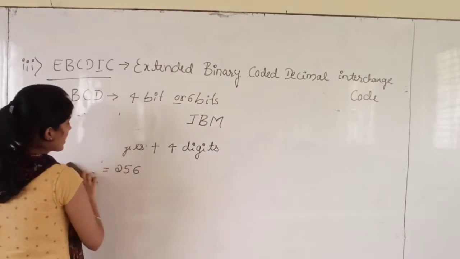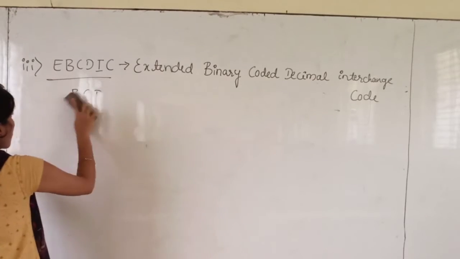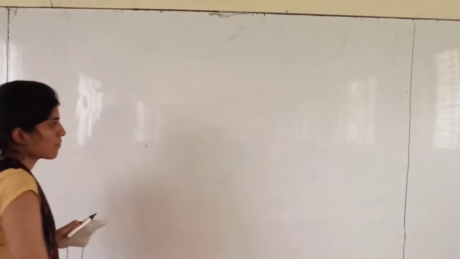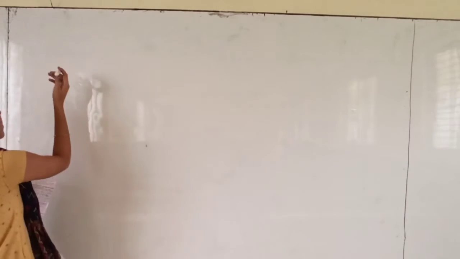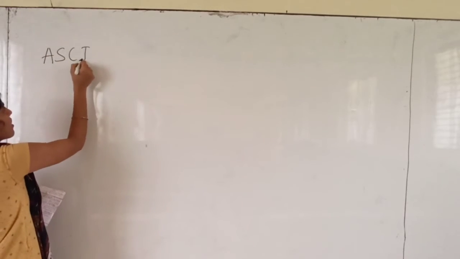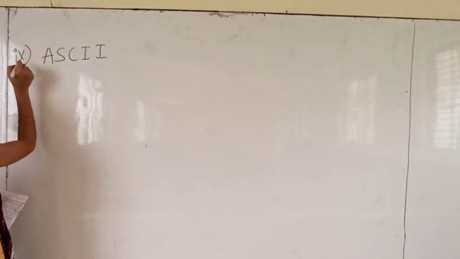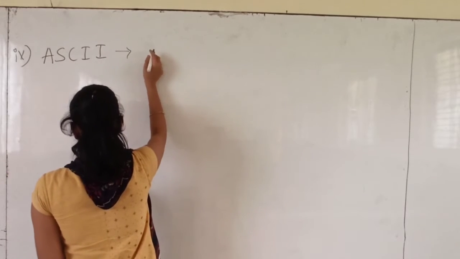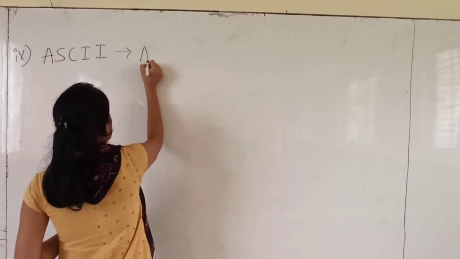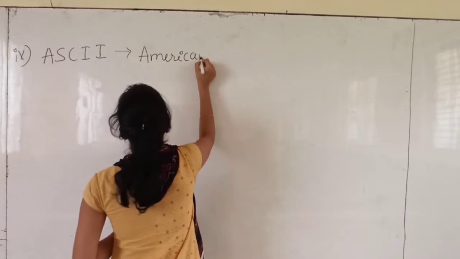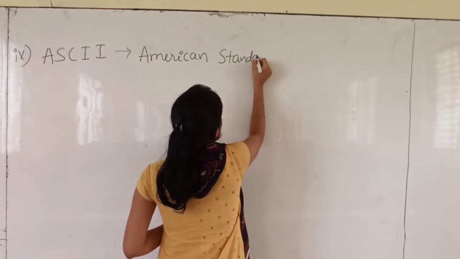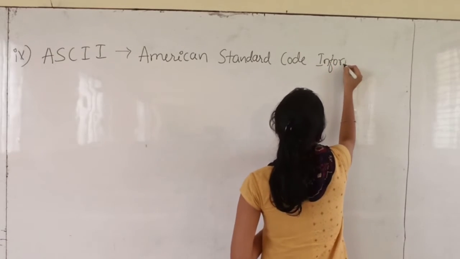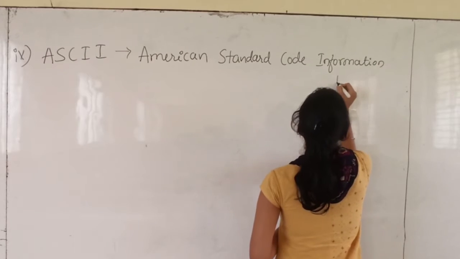And the last one is ASCII code. ASCII code is the most popular in computer coding systems, and ASCII stands for American Standard Code for Information Interchange.